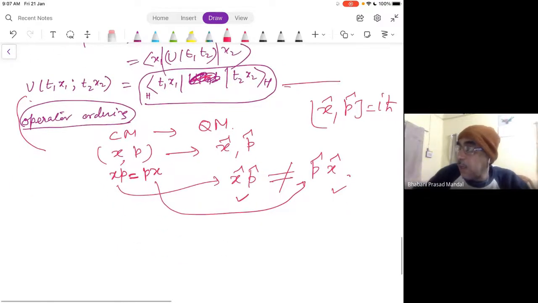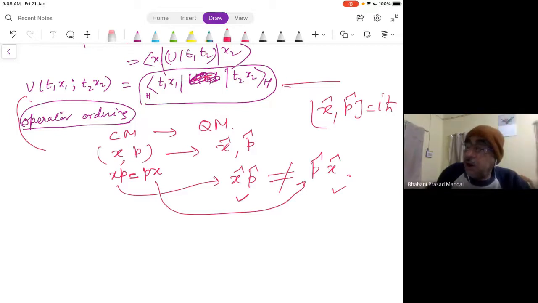That is why this operator ordering comes. No physics can tell you; you have to make a convention. Convention like in India we drive car on the left hand side, while in Europe and America they drive car on the right hand side of the road. So this is the convention. We have to make a convention, and there are different conventions.